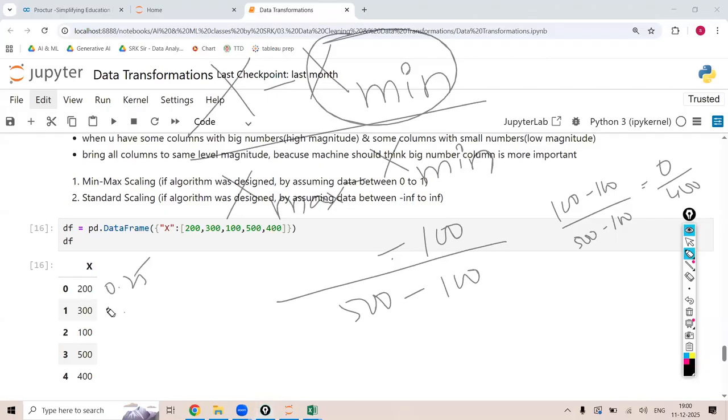So this is 0.25, this is 0.5, this is 0. Now, what is the next number, guys? The next number is 500. 500 minus 100 is 400, and 400 by 400 is equal to 1. The next number is 400. 400 minus 100 is 300, and 300 by 400 is 3 by 4, which is 0.75. So the numbers are converted to 0.25, 0.5, 0, 1 and 0.75. Values will be converted in this way. Everyone make a note of this with an example.